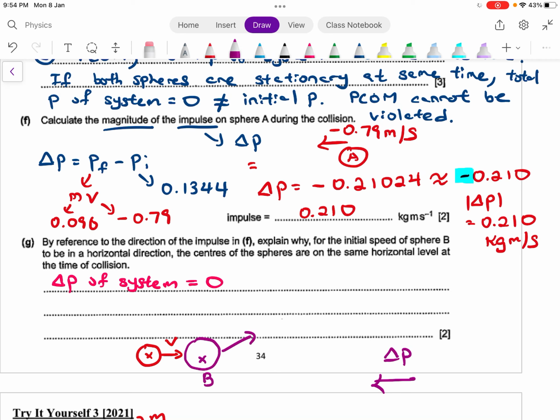In this particular case, the PCOM will be violated, because if you move diagonally to the horizontal, I can resolve the diagonal vector into the vertical and the horizontal. With this, there shouldn't be any vertical momentum. So there is no vertical momentum, only horizontal momentum. So I simply write, for part G, delta P of the system is 0. That is the first mark. For the second mark, I just say the momentum.